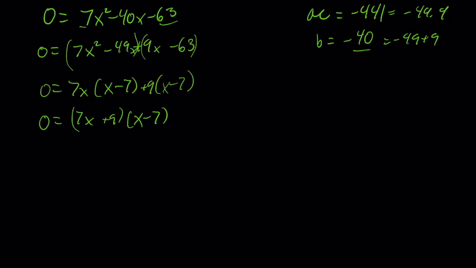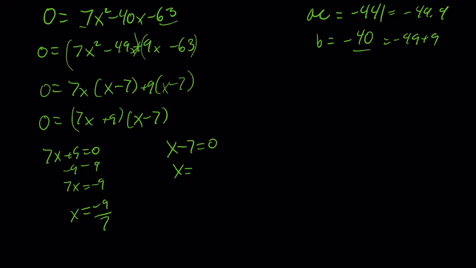Now I can solve for my x's. 7x plus 9 is 0. Subtract 9 from both sides. 7x is negative 9. x equals negative 9/7. Then I have x minus 7 is 0 as well. So I get x equals 7. Remember, what we're trying to find is Cody's rate, the speed he was rowing, right? Well, you can't have a negative speed.